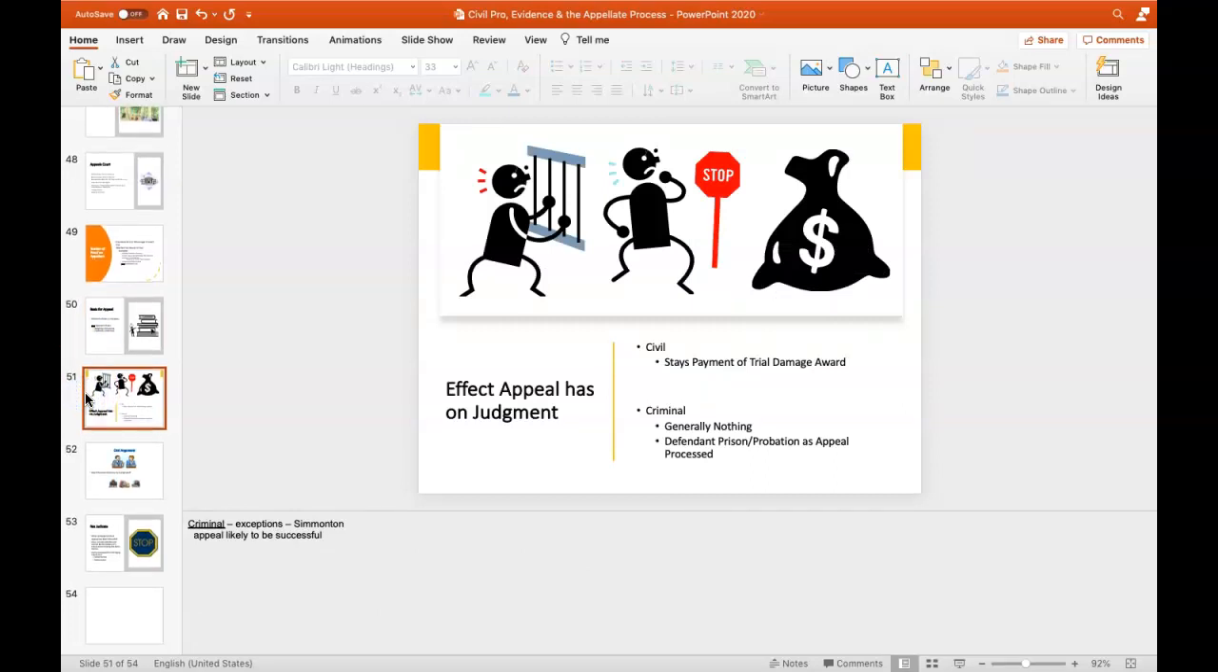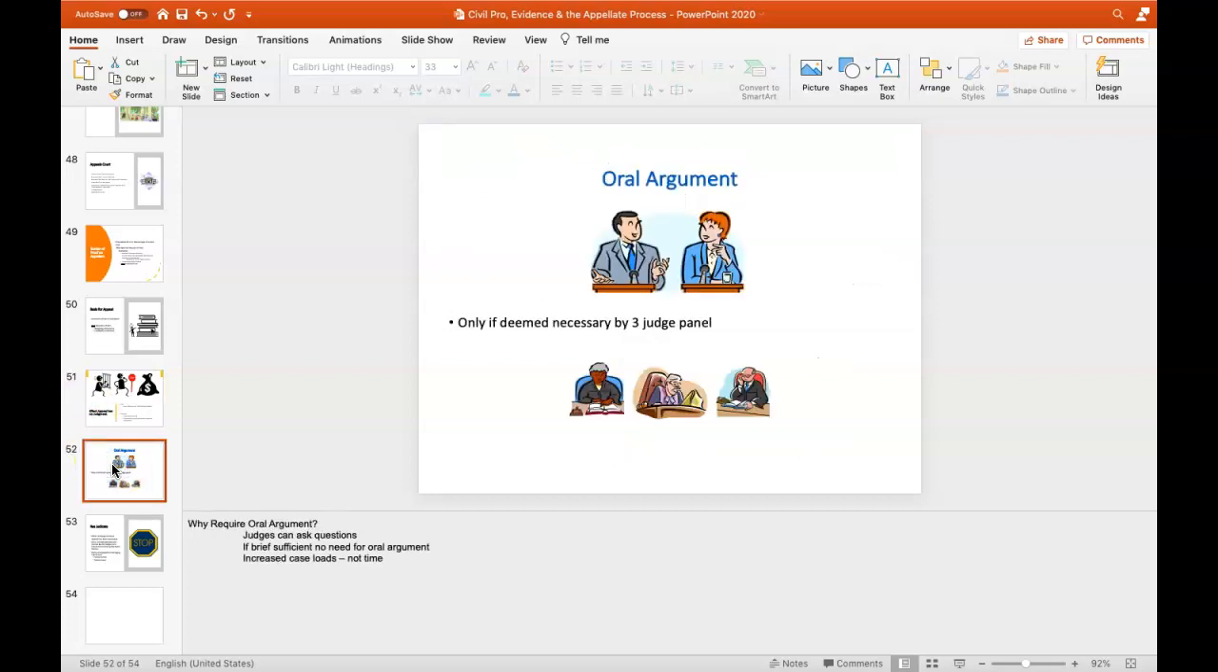The effect the appeal has on the judgment: for a civil case, it stays the payment of the trial damage award. For a criminal case, generally nothing. The defendant remains in prison or remains on probation as the appeal is processed. Oral argument is granted in an appellate case only if deemed necessary by the 3-judge panel.